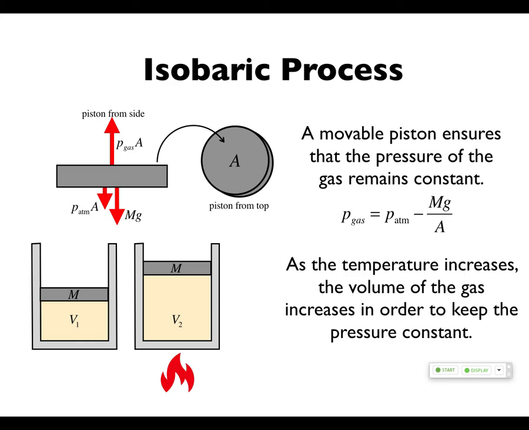Capital A is the cross-sectional area of the piston. So if you have a massless piston, then these two things are equal. If you have a piston with mass, then your pressure is going to depend more on the mass of the piston plus the pressure from the outside.